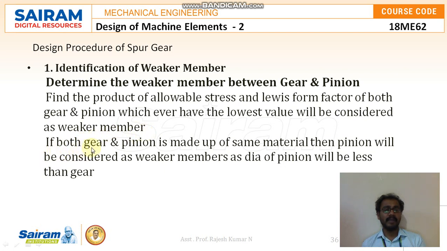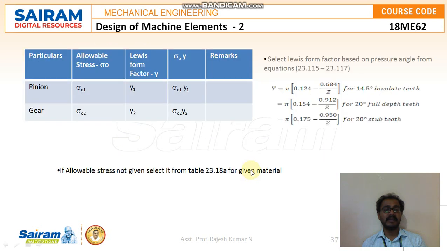If both pinion and gear are made of the same material, then the pinion will be considered the weaker member, as the diameter of the pinion will usually be less than the gear. So once again I'll repeat: with the product of allowable stress and Lewis form factor of both gear and pinion, whichever has the lowest value will be considered the weaker member. And the second option is, if both gear and pinion are made of the same material, then the pinion will be considered the weaker member, as its diameter will be less than the gear.